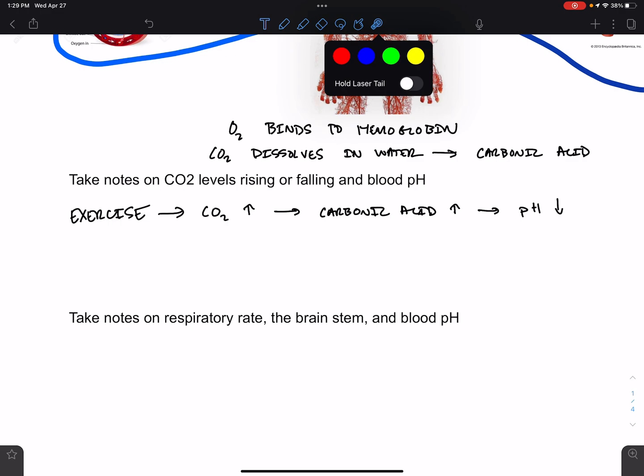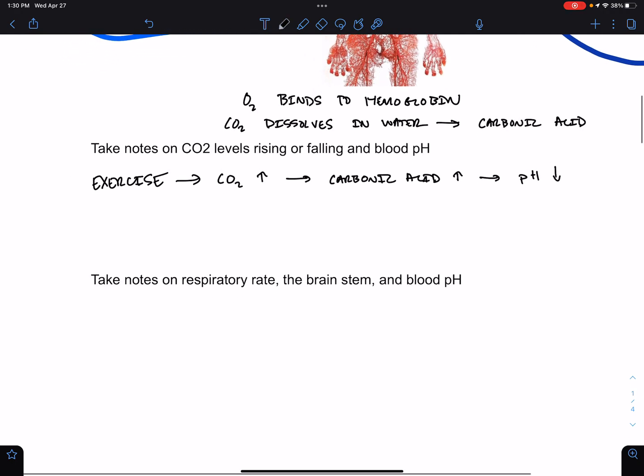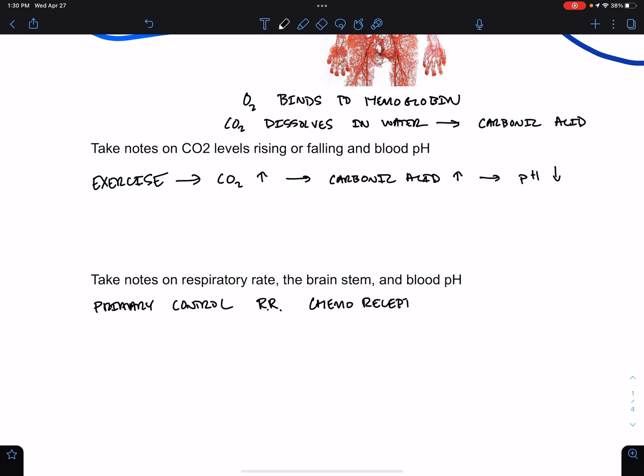So there's a relationship between your blood pH and your respiratory rate, your impulse to breathe. The primary control over your respiratory rate comes from chemoreceptors in your brainstem. Chemoreceptors are little receptors that sense the pH of your blood.